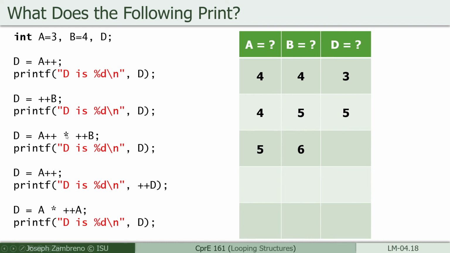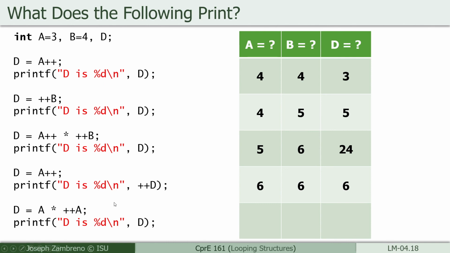A plus plus times plus plus b. We're going to take the current value of a, take the next value of b, and multiply them together. So it's actually not going to be 5 times 6, it's going to be 4 times 6, it's going to be 24. We increment d again here, it should be 6. Nothing should change in that case.